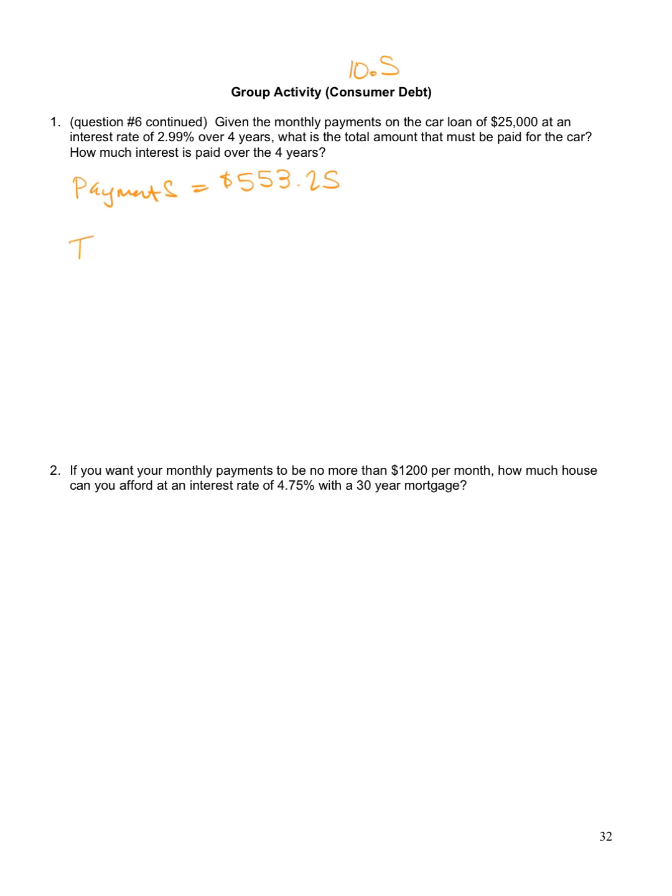So my total paid is going to be $553.25. I pay that every month, so 12 times a year for 4 years. And that comes out to $26,556. So that is the total amount we paid for the car.